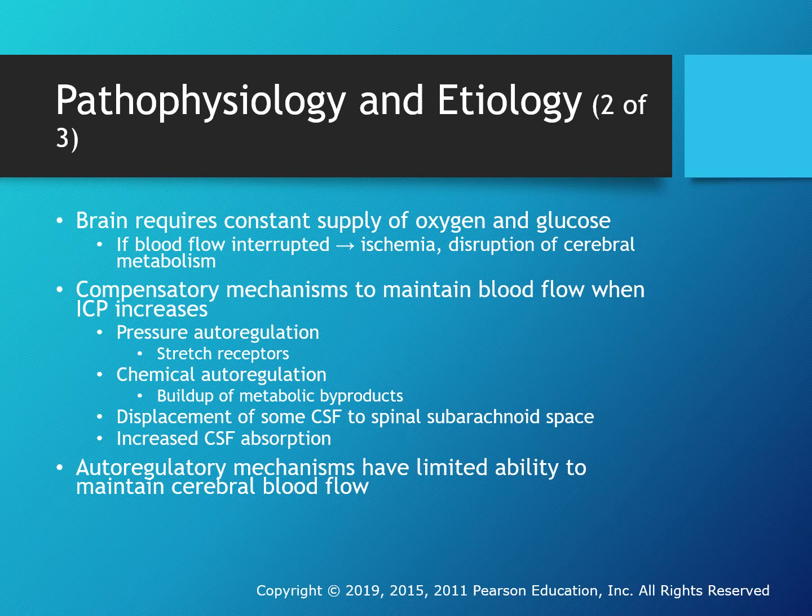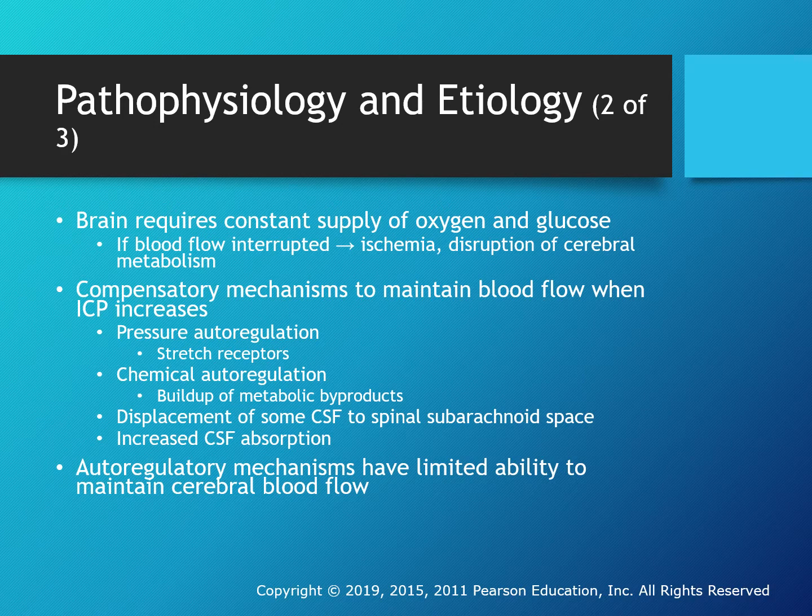Pressure and chemical autoregulation are compensatory mechanisms in which cerebral arterioles change diameter to maintain cerebral blood flow when ICP increases. In pressure autoregulation, stretch receptors in the small blood vessels of the brain cause the smooth muscle of the arterioles to contract. Increased arterial pressure stimulates these receptors, leading to vasoconstriction. When arterial pressure is low, stimulation of these receptors decreases, causing relaxation and vasodilation.